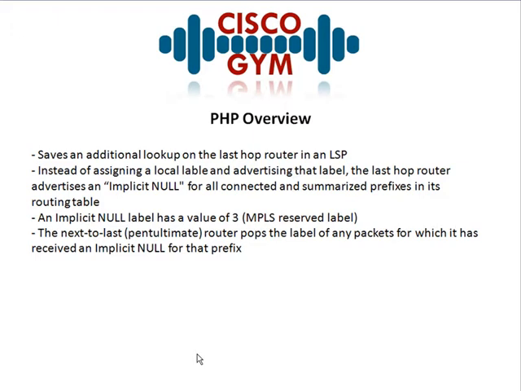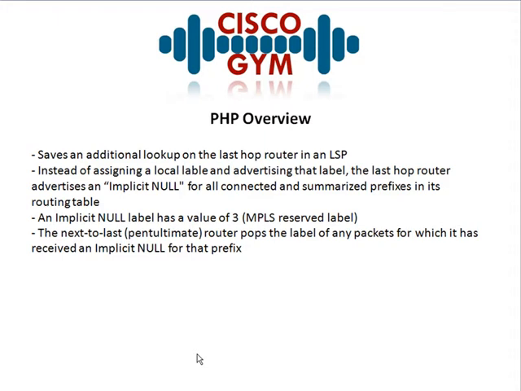It uses the implicit null to do that, and as we saw in Wireshark, the implicit null is actually an MPLS label with a value of 3, which is one of the reserved values. Again, reserved values are 0 through 15, and penultimate means next to last.